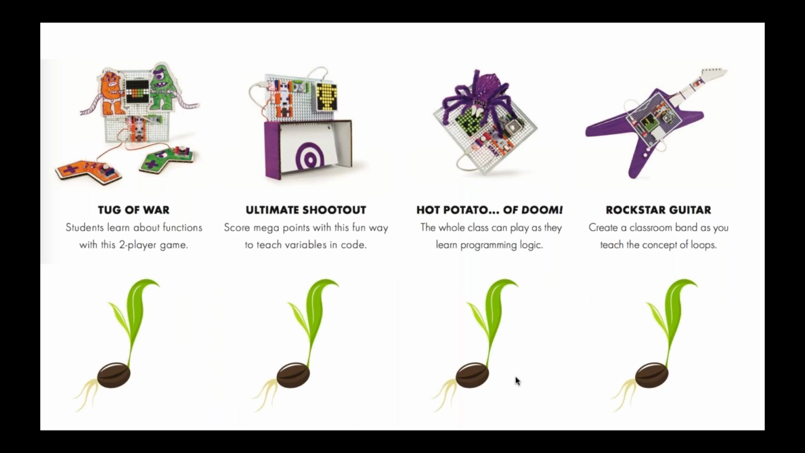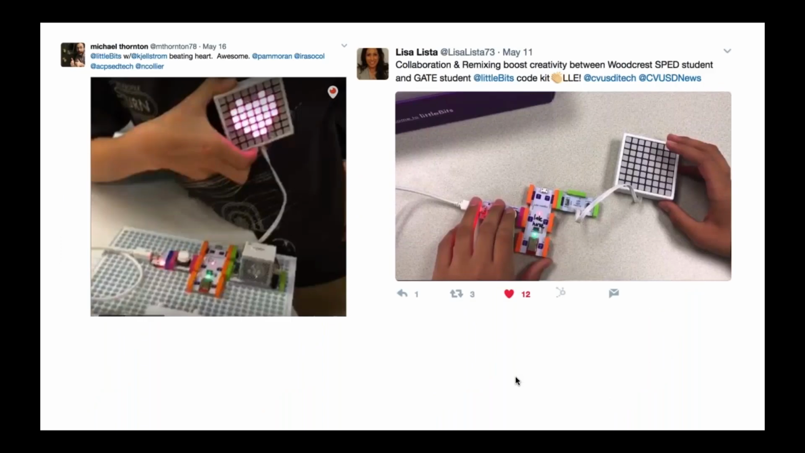An example of how this plays in a real setting: our littleBits Code Kit's big thought is build games, learn how to code. What we're using as hooks for kids to learn how to code are games that they love. Tug of War, Ultimate Shootout, Hot Potato of Doom. They're games that kids enjoy in real life anyway, games that people have been playing for centuries. We inject coding methods and principles into them so that kids absorb them in a new way.